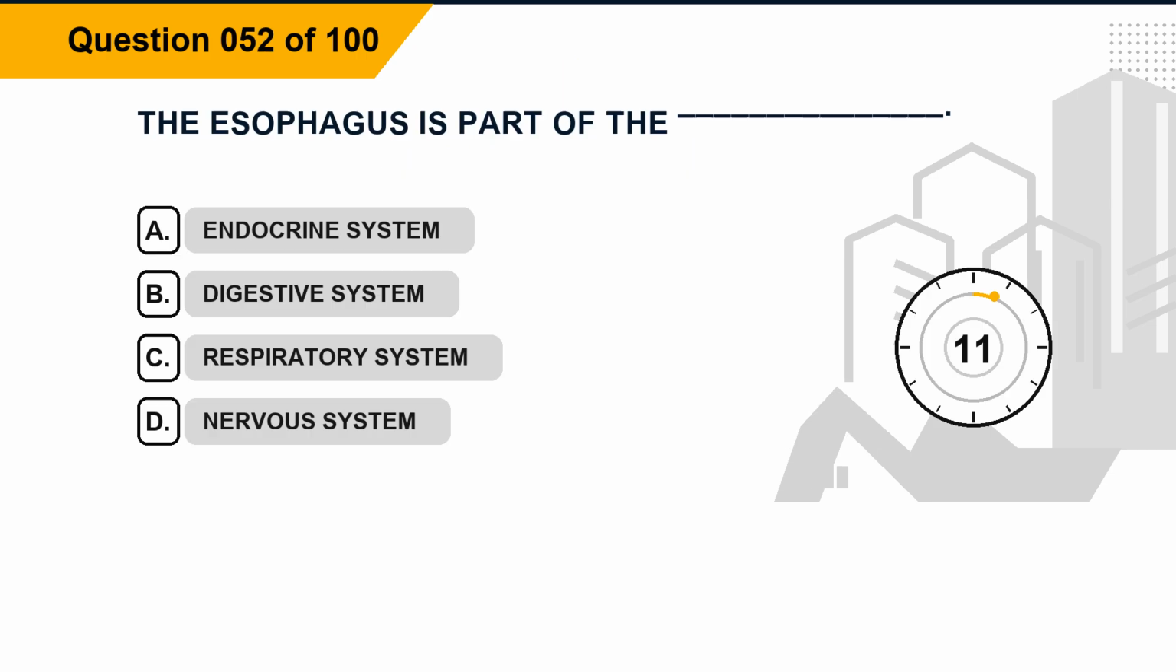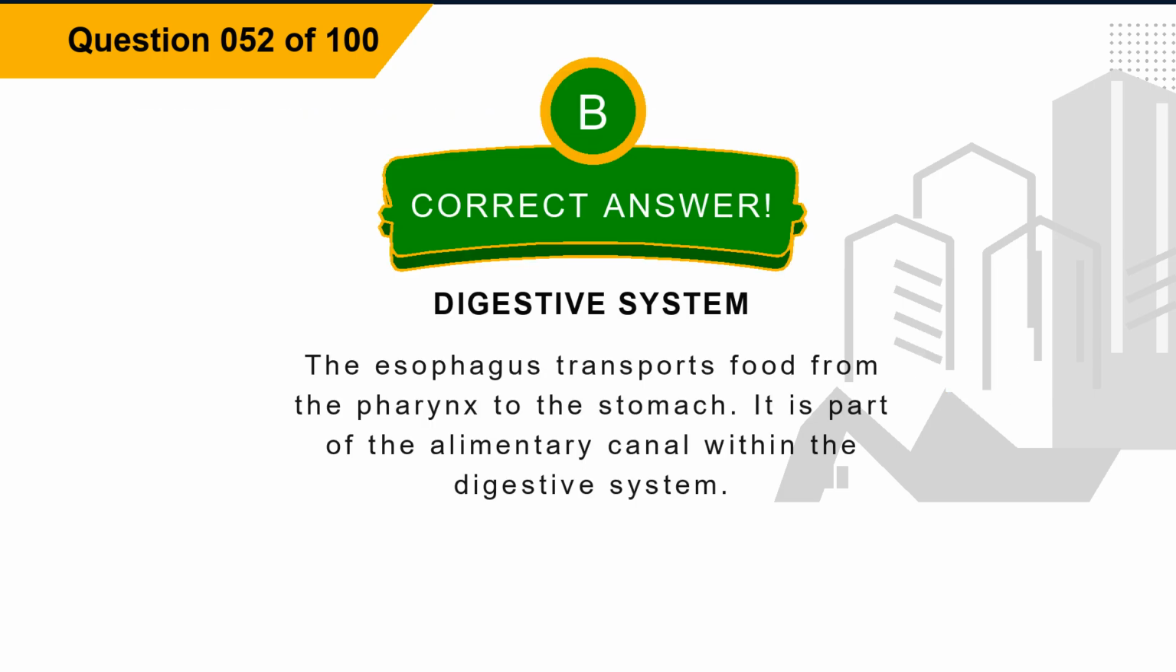Question 52. The esophagus is part of the blank. Option A, endocrine system. Option B, digestive system. Option C, respiratory system. Option D, nervous system. The correct answer is option B, digestive system. Explanation. The esophagus transports food from the pharynx to the stomach. It is part of the alimentary canal within the digestive system.